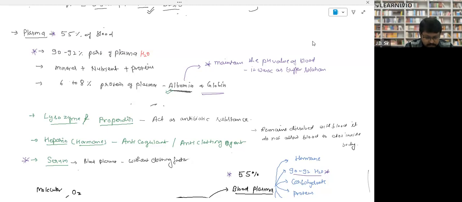Blood is a mobile connective tissue composed of a fluid, the plasma, and cells, comma, the blood corpuscles. Corpuscles.